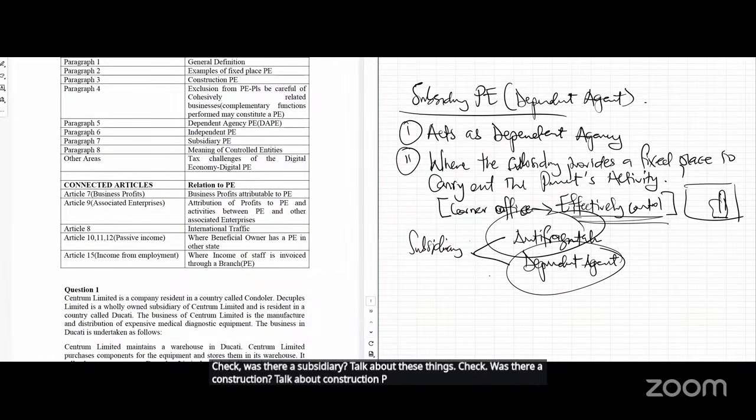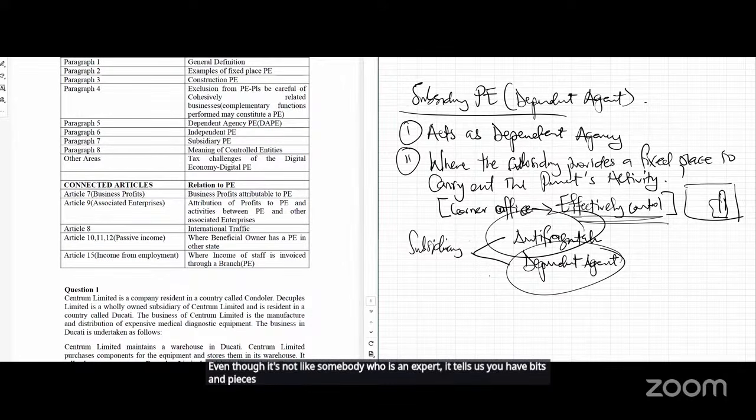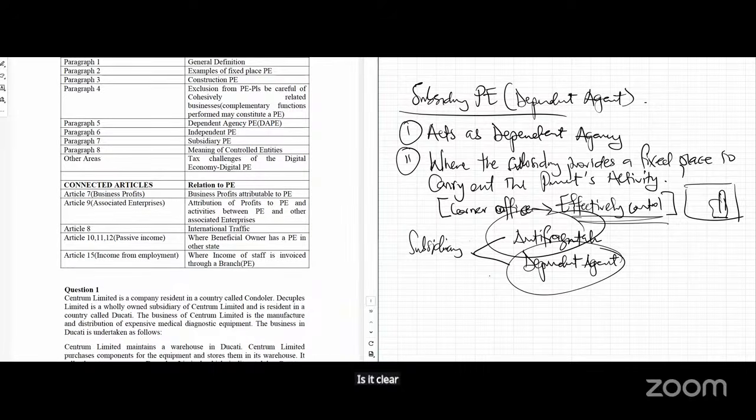Do you get it? So always explain first, then lead it to where in the case or what you think it means. And those bits and pieces, you get marks for them. Even though it's not like somebody who is an expert, it tells us you have bits and pieces of the knowledge or the articles required. Is it clear? I hope some people's confidence levels are coming up.